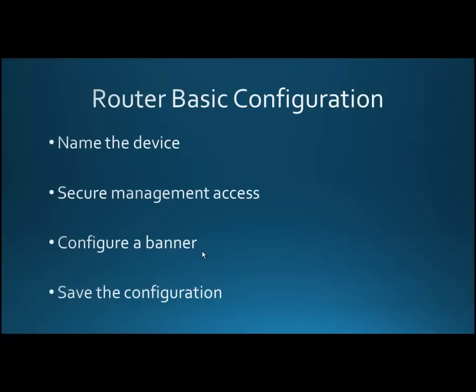All right, secure the management access. So basically put passwords on all the ports: line console 0, line VTY 0 space 4, line aux 0. Put passwords on all of those. Do a password on the privilege mode, so enable secret Cisco, and encrypt all the passwords with service password encryption. So that's securing management access.